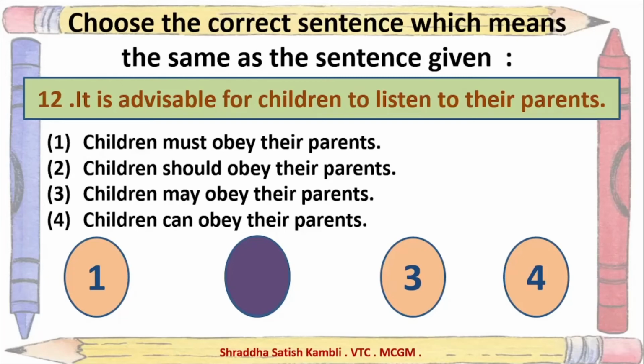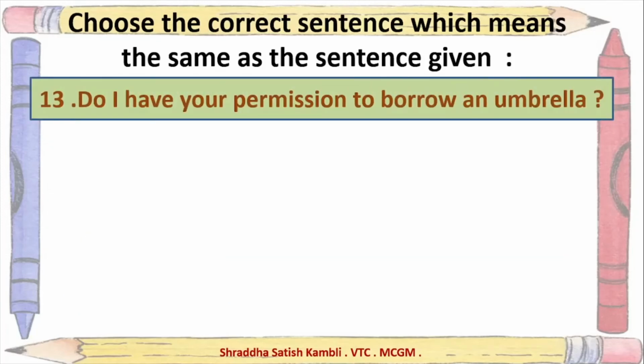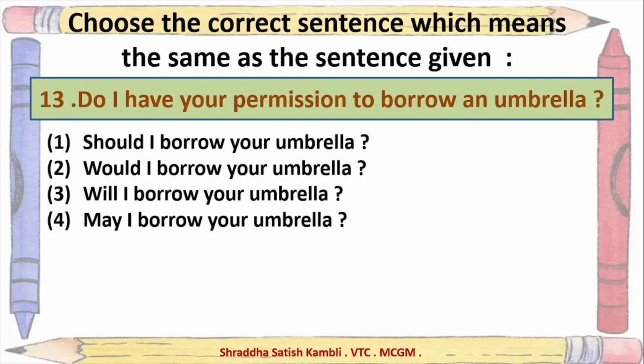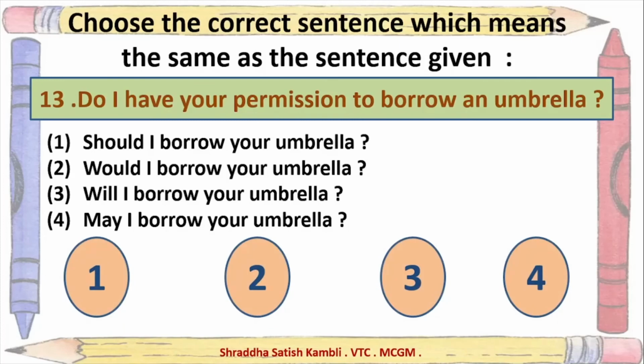Okay. Moving on to the next example. Do I have your permission to borrow an umbrella? So we are talking about a word which indicates permission. Okay. So will it be, should I borrow your umbrella? Would I borrow your umbrella? Will I borrow your umbrella? Or may I borrow your umbrella? So what do you think is the right one? Yes, when you have permission, you say may. Or we also say can, but here there is no can, so we will go with the may.